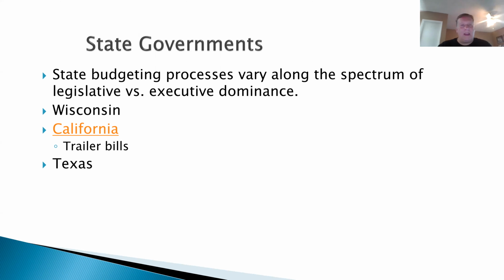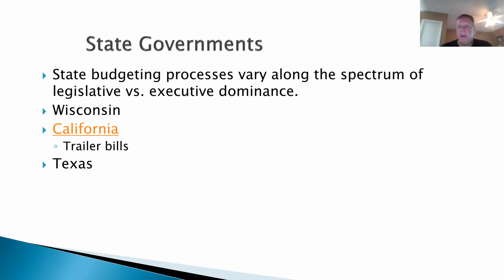At the state level, whether or not it's an executive or legislative dominated process will depend upon the state government. We have some states that have a very executive-dominated process. We have some states that have a much more legislatively dominated process. Wisconsin typically is an example of a truly executive-dominated process. California is not far behind, in that we are also very executive-heavy in terms of the way our process works.